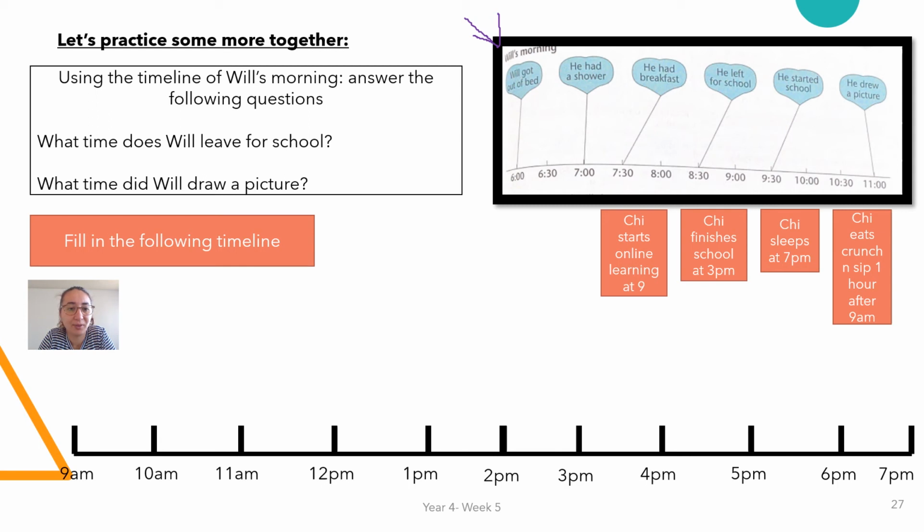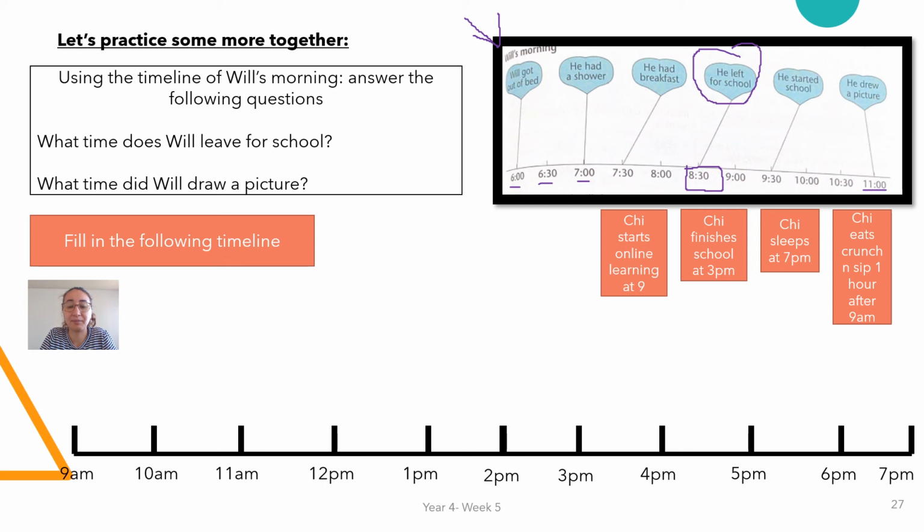So the first question, what time does Will leave for school? If we have a look here, these are our intervals. So we've got 6 o'clock, 6:30, 7 o'clock, 7:30, all the way until 11. So these are really important. We know that leaving for school we have up here. So he left for school. We look at where it's linked on the timeline and we can see it's at 8:30.